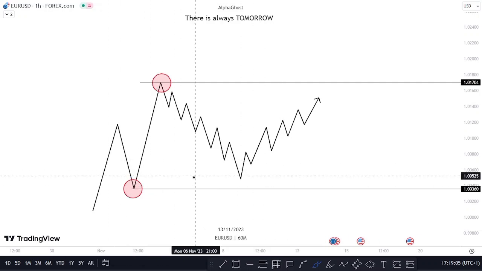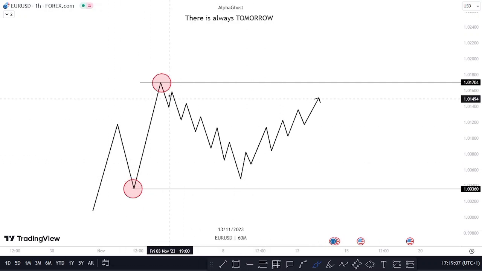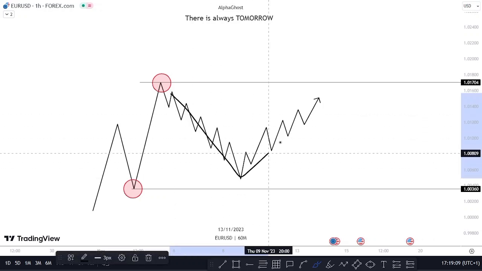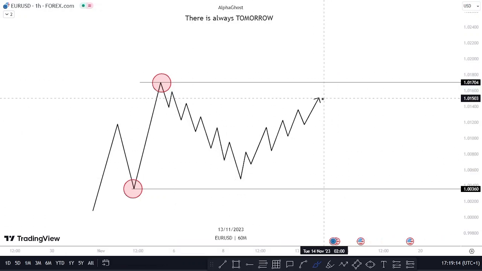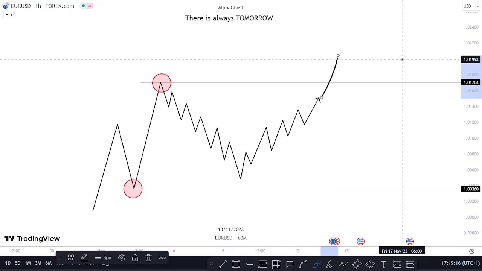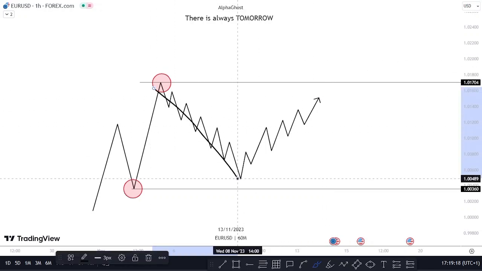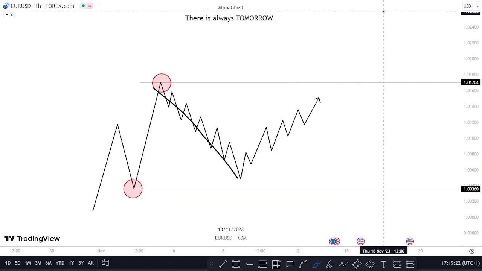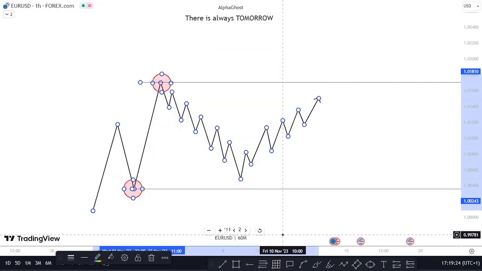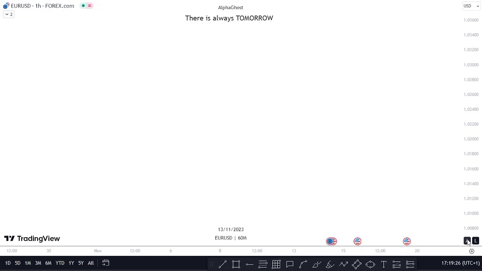I won't go into much detail here. You can just capitalize on this internal structure move to continue your external structure move, for price to continue the overall structure: internal structure to external structure, internal, external. It's as simple as that. So that is what we have here.